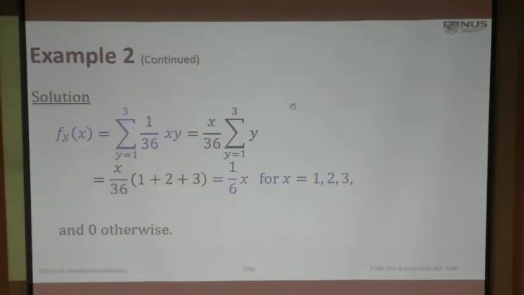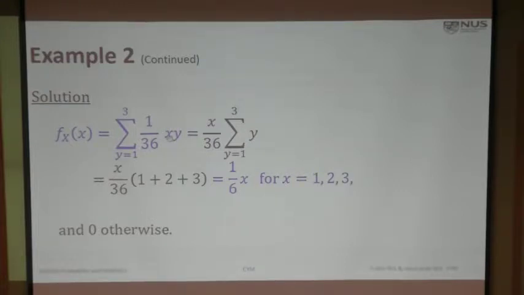Okay, so let's start with the marginal probability mass function of x. Remember, you take the joint PMF of x and y, and you sum over the support for the random variable y. So here, y can take the value 1, 2, or 3. So this is the joint PMF, 1 over 36 times x times y, and we're summing over y from 1 to 3.